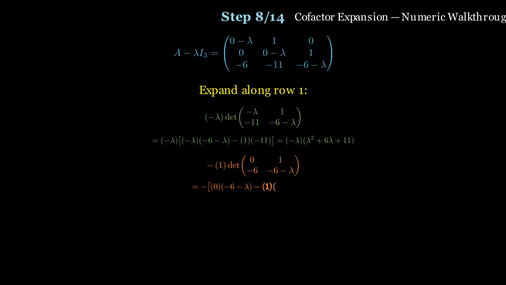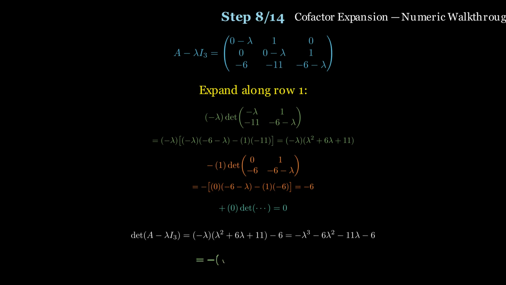Expanding A minus lambda I along the first row. The first entry is minus lambda times its 2x2 minor, which gives minus lambda times lambda squared plus 6 lambda plus 11. The second entry is -1 times its minor, a constant -6. The third entry is 0, so it vanishes. Collecting terms: minus lambda cubed minus 6 lambda squared minus 11 lambda minus 6.